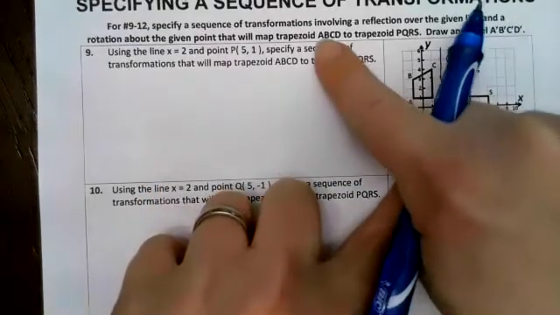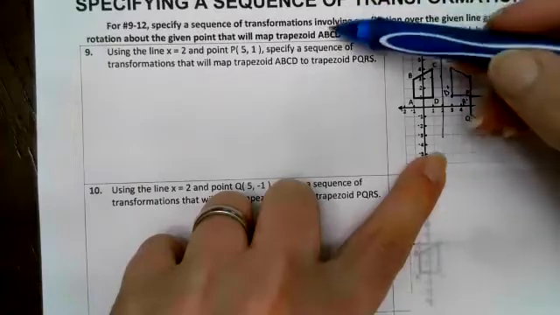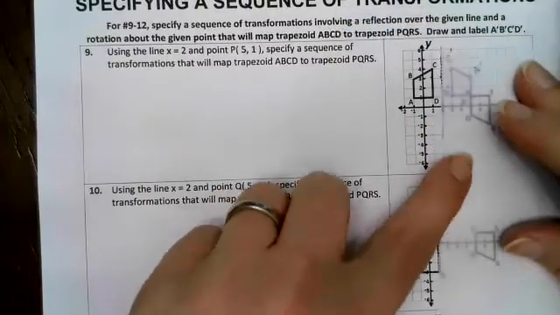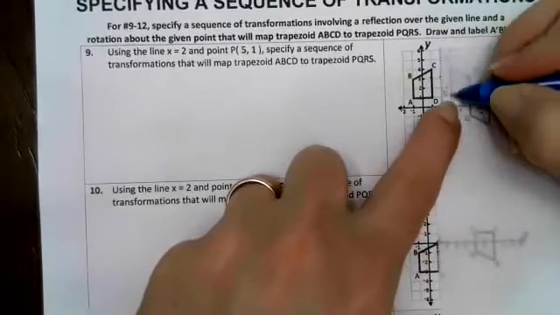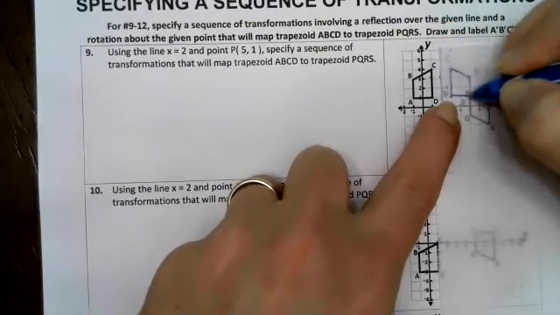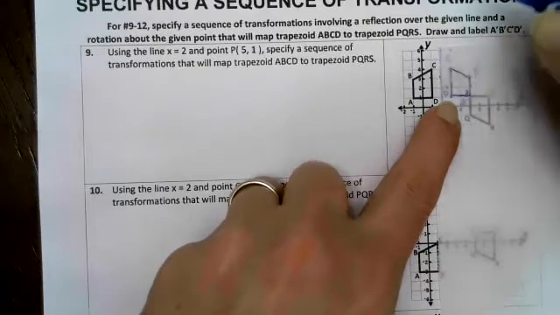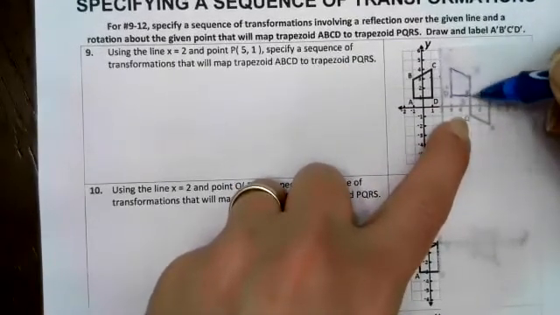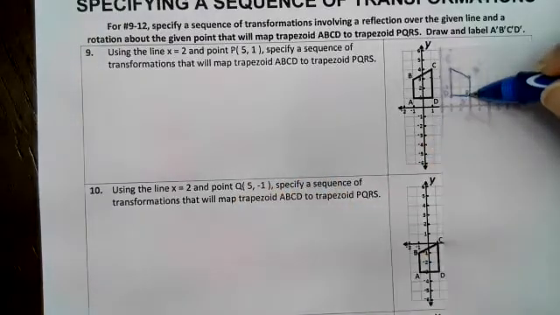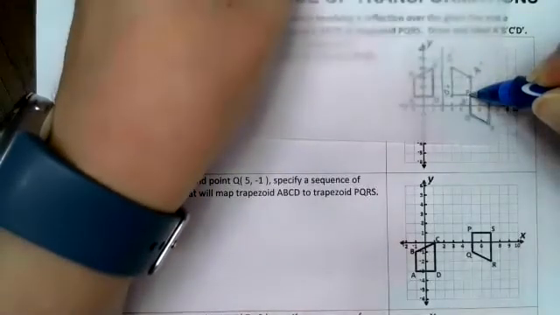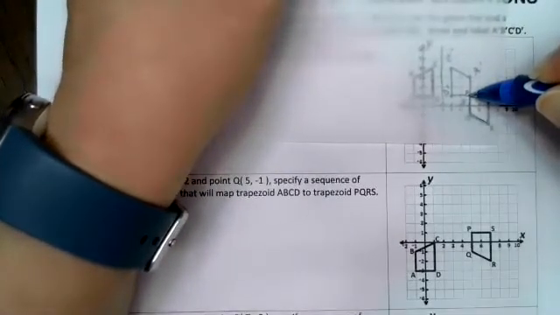And then my A needs to go to P. My B needs to go to Q, C to R, and then D to S. So I'm going to draw in my reflected image here. And I want to use the point 5, 1. So here is my point 5, 1. So if I rotate this, there's 90, there's 180, and then it gets me there.